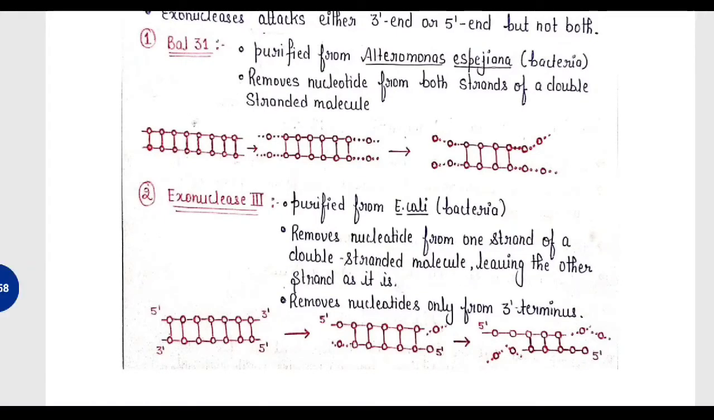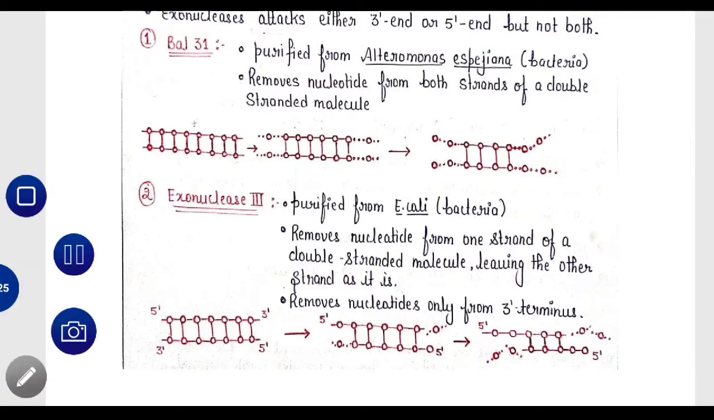So the first example here is Bal31, which can be purified from a bacterium known as Alteromonas espejiana. This particular exonuclease removes nucleotides from both strands of the double-stranded molecule. So it attacks the double-stranded DNA molecule and removes the nucleotides one at a time from both these strands. Okay. Then we have exonuclease III.